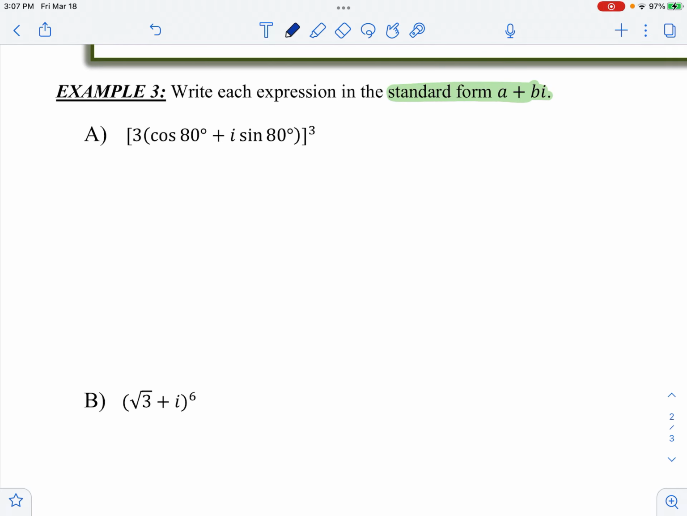Okay, so this says bring the polar number to the third power. So what you're going to do is take the r value and bring it to that third power. This is n, this is r right here, and obviously this is theta, and so is the other 80. Then you are going to do cosine of, and you're going to multiply theta by that n value. So 3 times 80 plus i sine of 3 times 80.